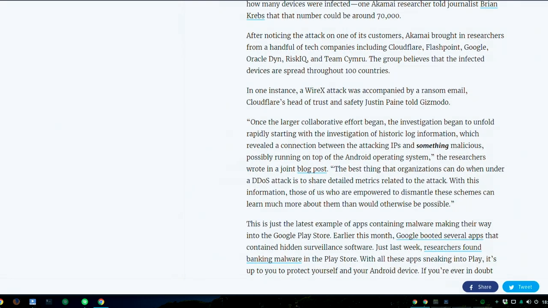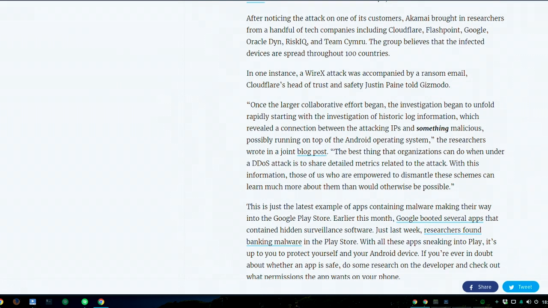After noticing the attack on one of its customers, Akamai brought in researchers from a handful of tech companies, including Cloudflare, Flashpoint, and others. The group believes that the infected devices are spread throughout 100 countries. Now, if you remove them from the App Store, they don't disappear from the devices, do they? No, they do not. So it's not a perfect solution here, but hopefully it's at least stemmed the tide and we won't have more of these at least immediately after.